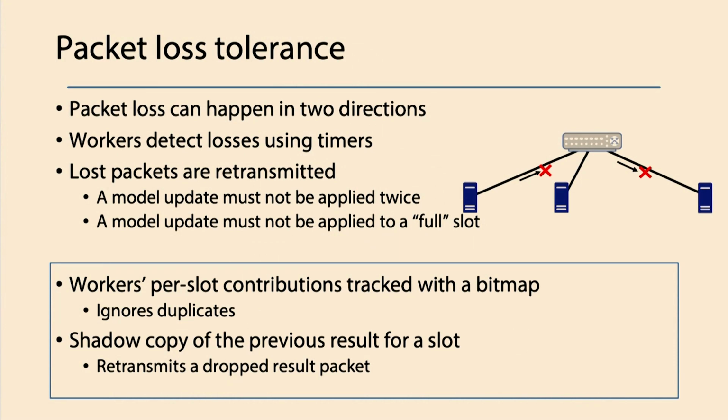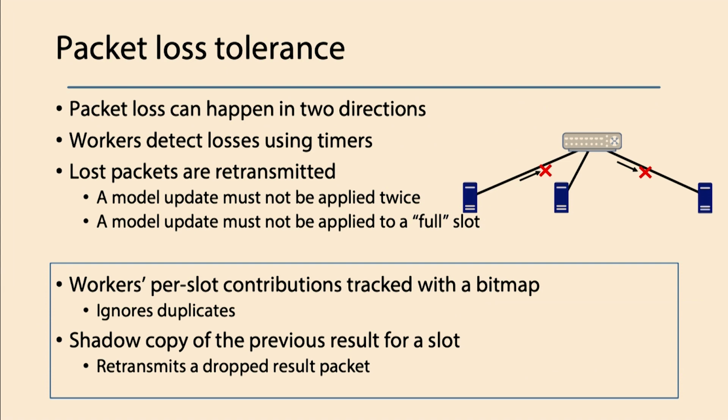So now I'll talk about how we deal with packet losses. Packet losses in this system can happen in two directions. First, they can happen when updates are sent from the workers to the switch. And second, they can happen when the switch broadcasts an aggregated update out to the workers. We detect losses on the worker side using timers. And when a particular chunk times out, the lost packets are retransmitted.